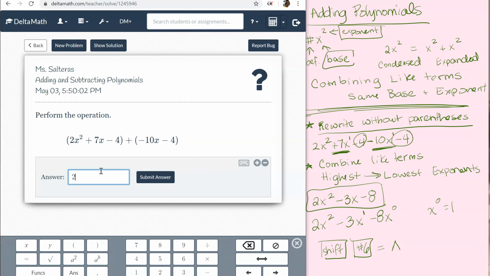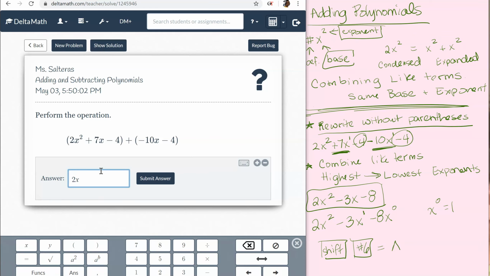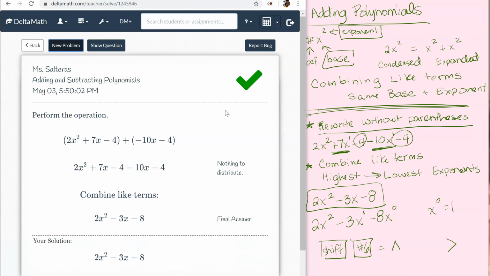So when we write out our answer, 2x raised, so hold Shift, press the number 6, you'll notice that the cursor moves up to the exponent. Put the 2. Make sure you press the right arrow in order to go down to the regular line to continue writing. Minus 8. We're going to go ahead, press submit, press yes, and there you go.